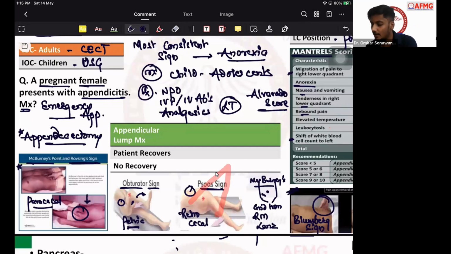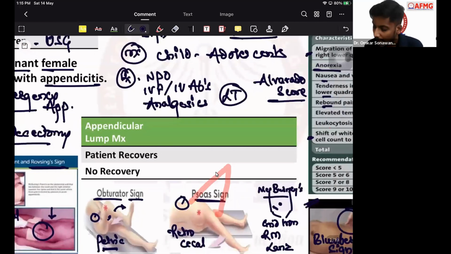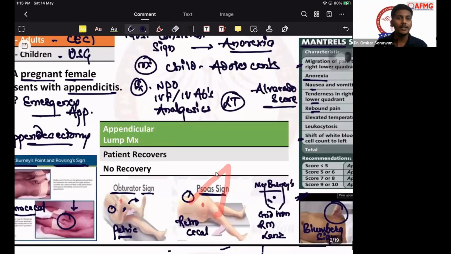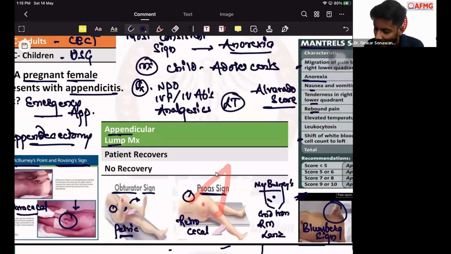Now, if there is a patient of appendicitis who did not present in the earlier stages, and now presents to you, and when you palpate the right iliac fossa there is a lump felt. It is due to the omentum or the mesentery wrapping around the appendix, and that forms this appendicular lump. What is the management of choice in cases of appendicular lump, when you can feel a lump in the right iliac fossa?